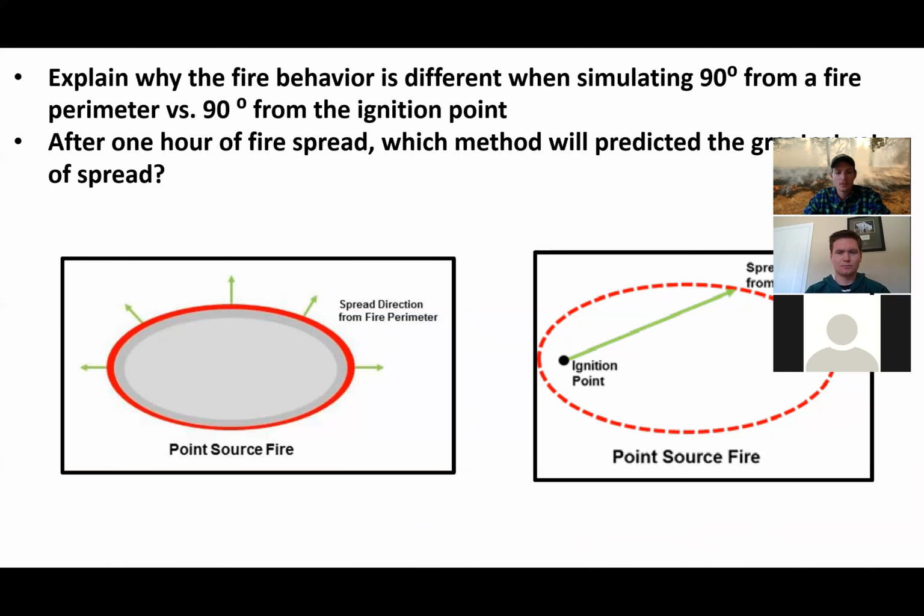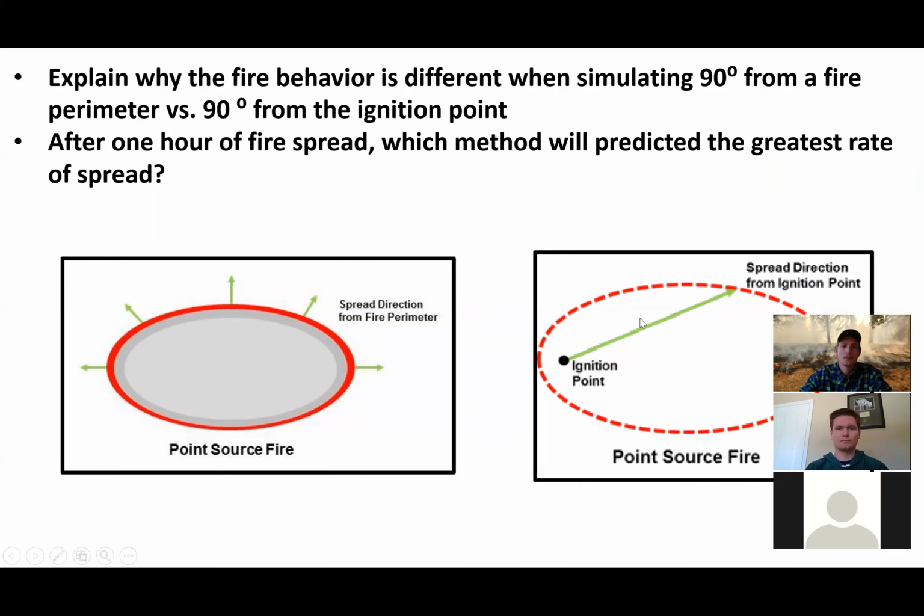All right. So in terms of 2D spread, and how we might do this in BehavePlus, we have these two options: directions from the fire perimeter, or directions from the ignition point. I don't know if anyone wants to tell me about the difference: if we put in 90 degrees, how does that differ if we're measuring from the perimeter versus from the ignition point? It's okay if not. I know there's only 2 of you, so I'm putting you on the spot.